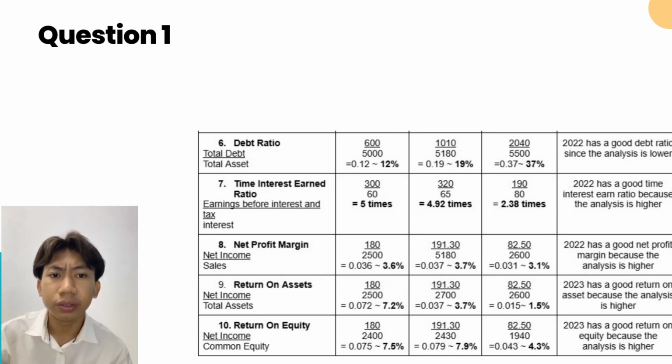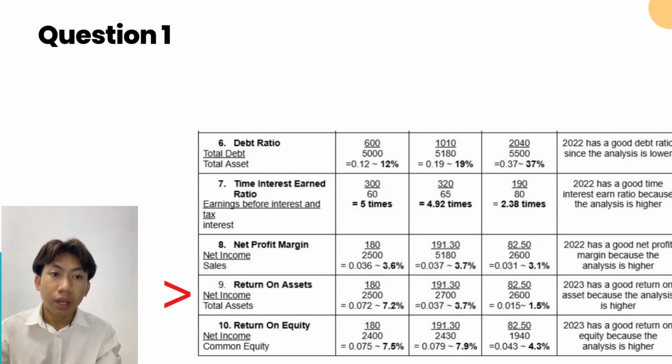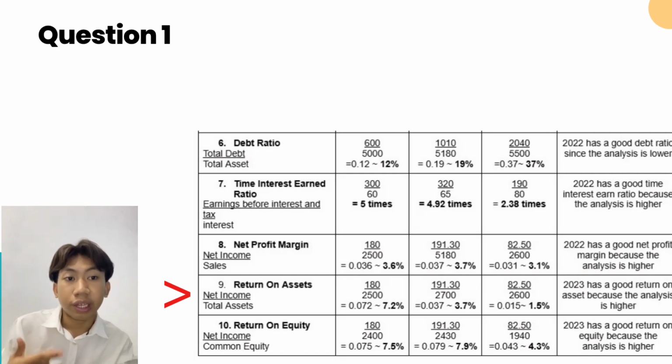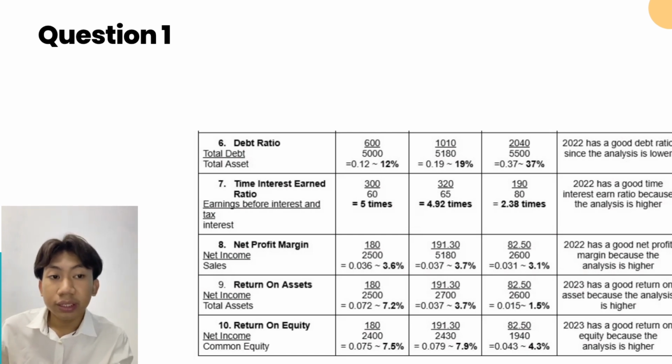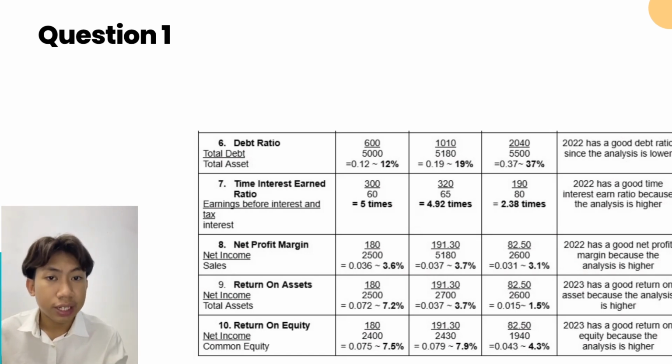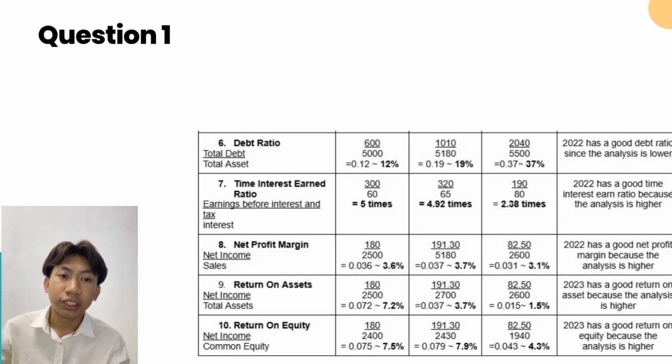Number 9 is the return on asset. The formula is net income divided by total assets. The first year we get 7.2%, the second year we get 3.7%, and the last year we get 1.5%. So the analysis is that 2022 has a good return on asset because the result is higher, and the higher the return on asset, the better.